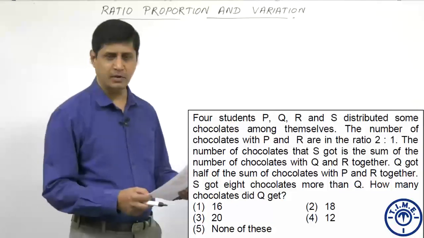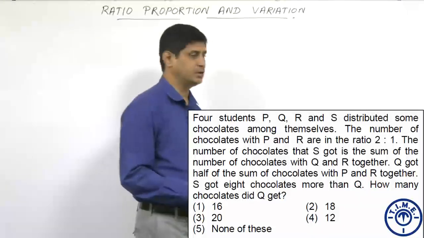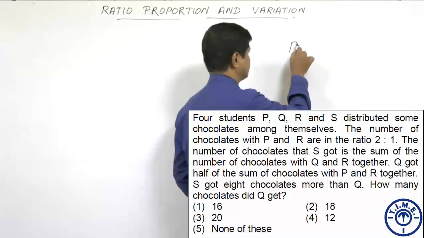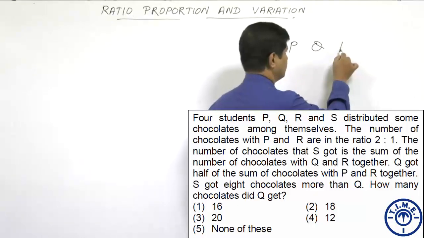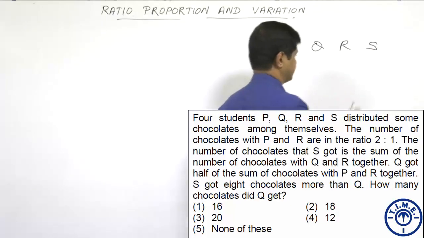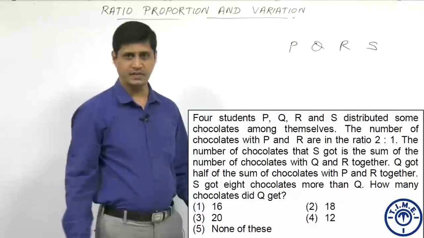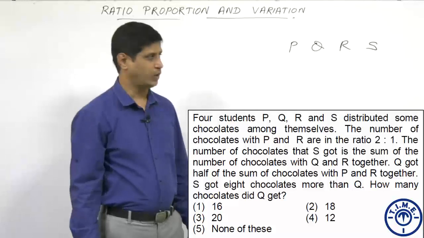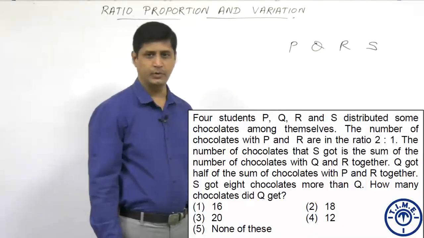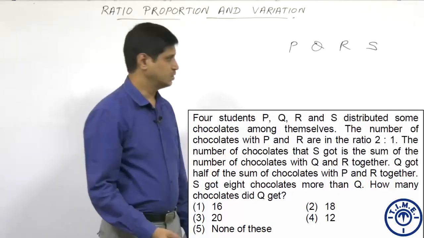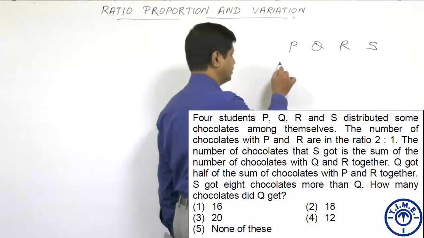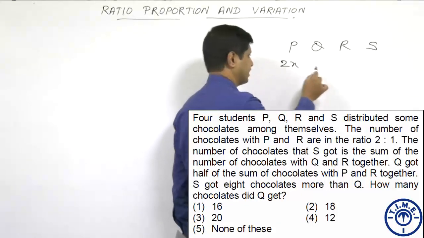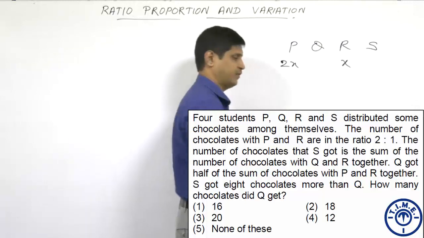Now there are a certain number of chocolates distributed among 4 members, P, Q, R and S. Now what is the first condition? The number of chocolates with P and R are in the ratio 2:1. 2:1 means, using x as a variable to guess the values, 2x and x, the P and R values.